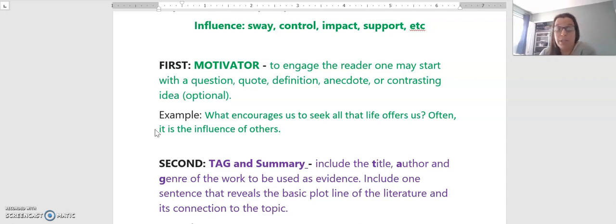An example that we could do for this topic is, what encourages us to seek all that life offers us? Often it is the influence of others. So I'm clearly introducing the idea of influence in my very first sentence.